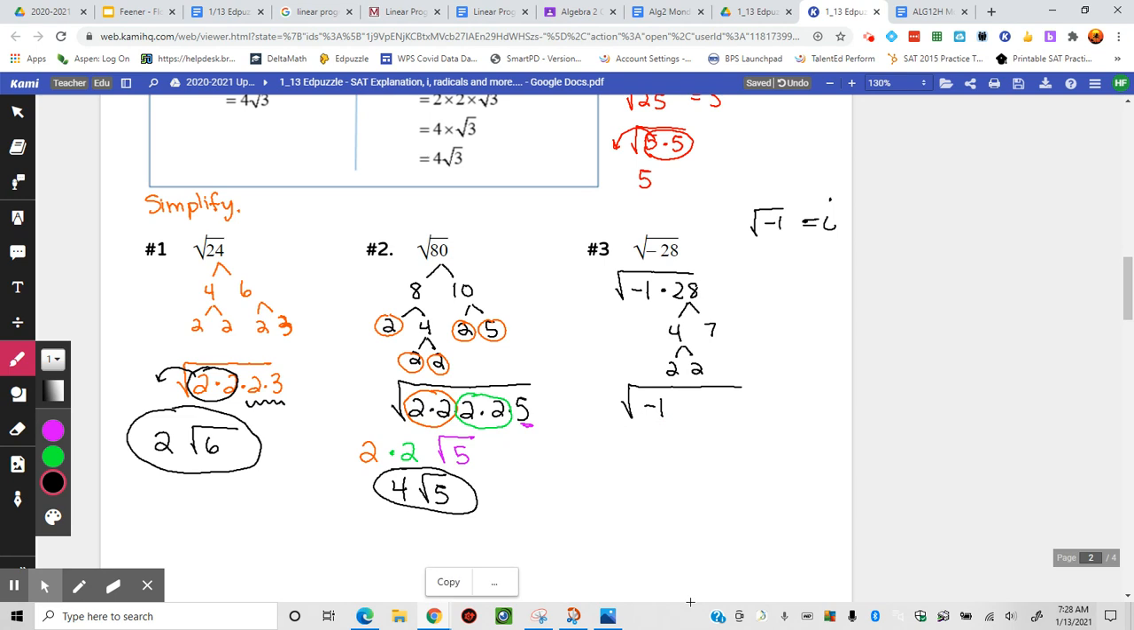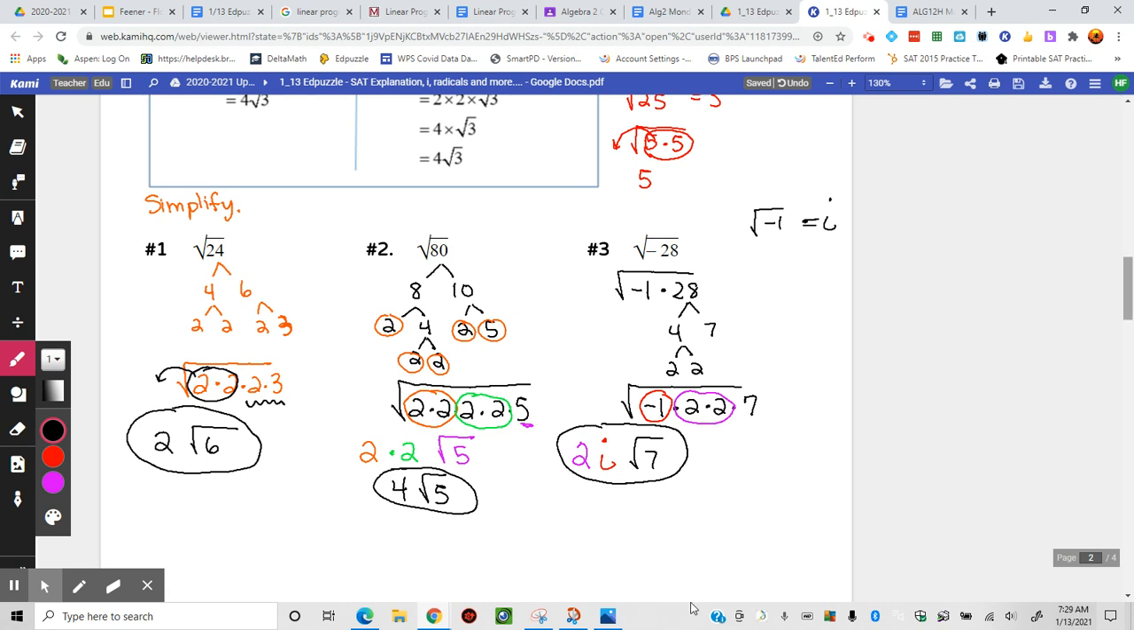So this breaks down as negative 1 times 2 times 2 times 7. Well, the square root of negative 1 is i. That comes on your outside. I have a pair of 2's. That comes on the outside. And then that square root of 7 stays inside. So when you simplify this radical, you'd get 2i root 7.